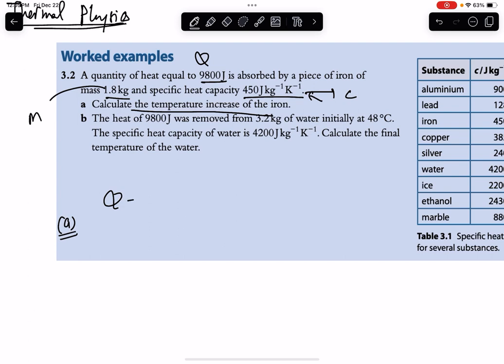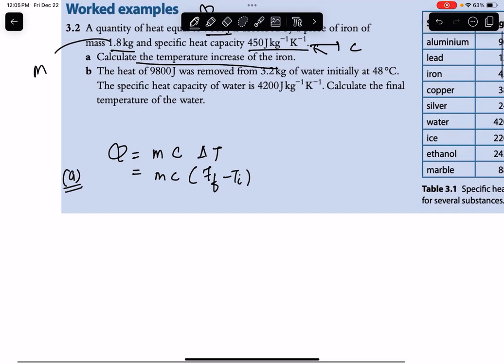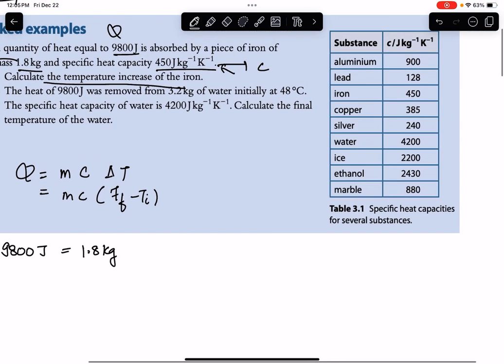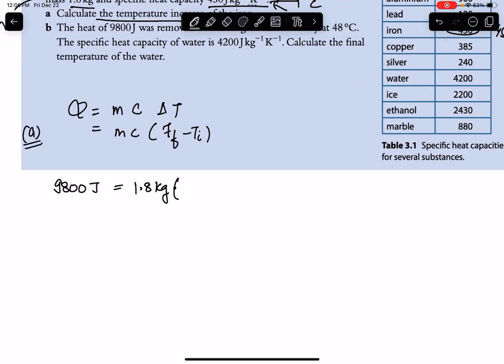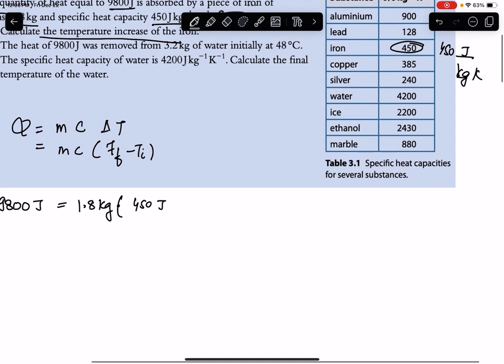You know that the heat is equal to mass times specific heat capacity times change in temperature, which is MC times the final value of the temperature minus the initial value of the temperature. The heat they've given to you is 9800 joules. The mass is 1.8 kilograms. The specific heat capacity for iron is 450 joules per kilogram per Kelvin, which they also give over here. So you can just put that in.